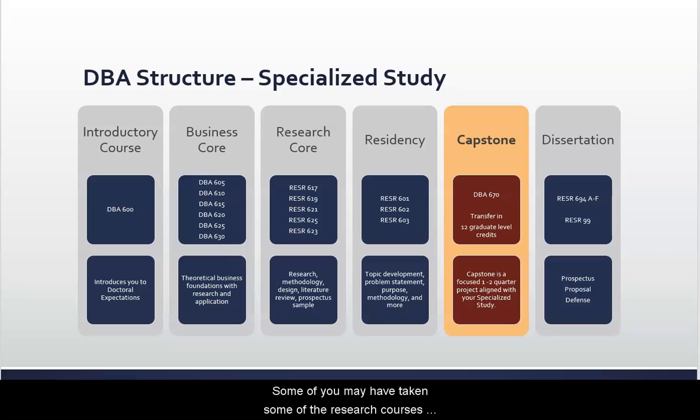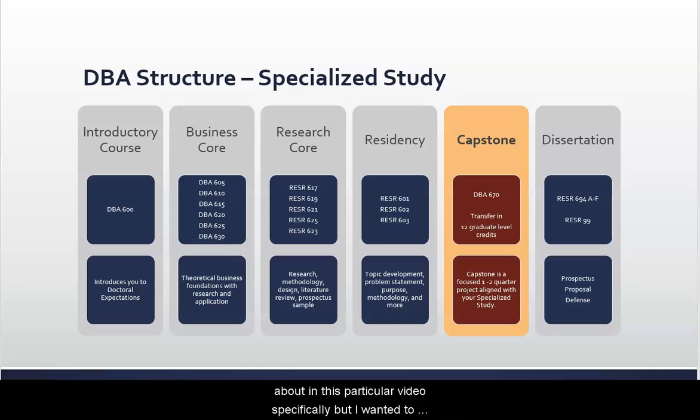Some of you may have taken some of the research core courses already. Those are shown on the screen, and here you're going to learn about research, methodology, design, how to conduct a literature review, and putting together a prospectus, which actually guides you into your dissertation. There are the residencies, and you are taking residency 1 right now. So this is where you're going to learn about topic development, problem statement, purpose, methodology, and more. Then there's the capstone.